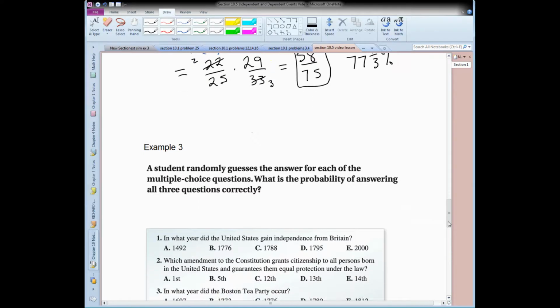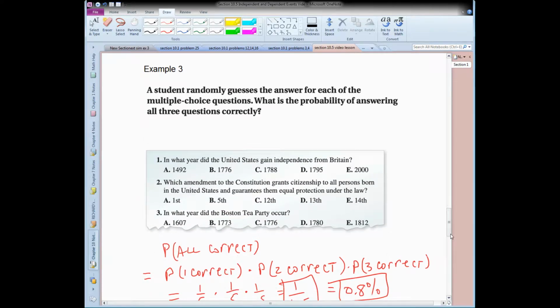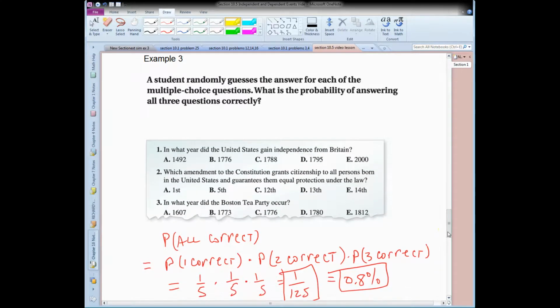All right, let's look at one more example. Sorry about that. My throat's getting a little scratchy.